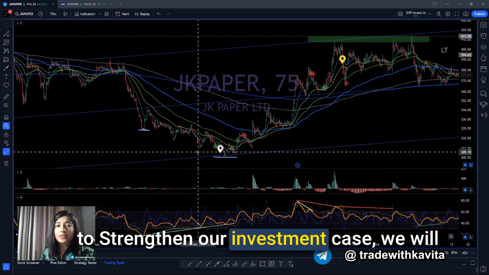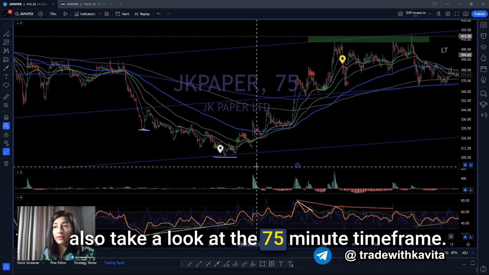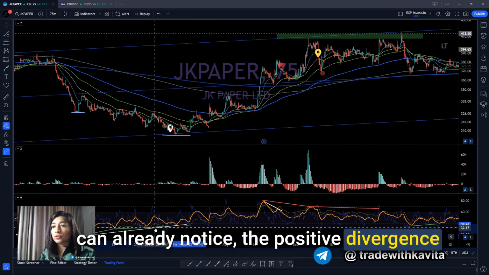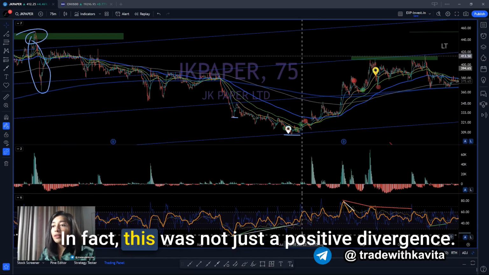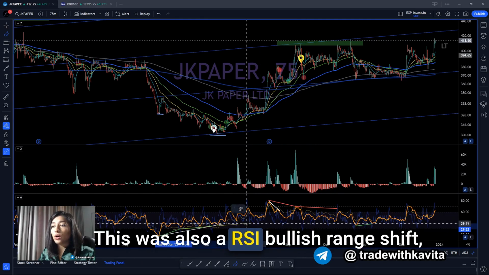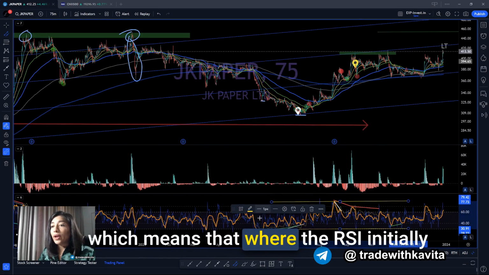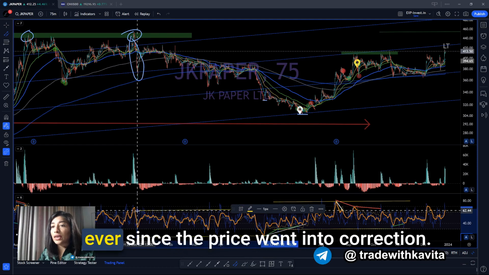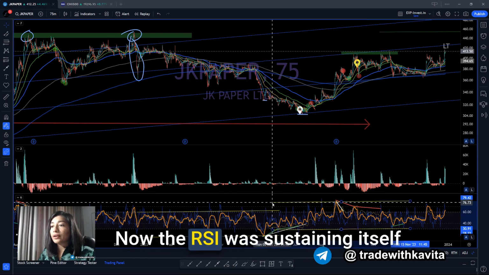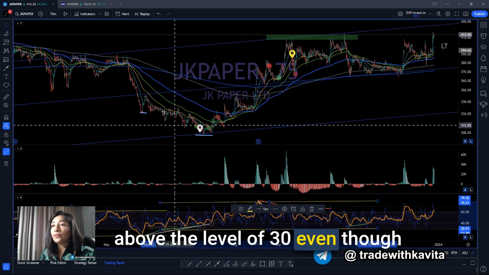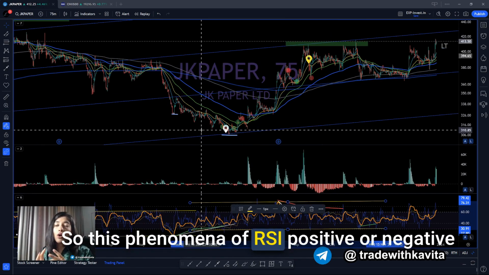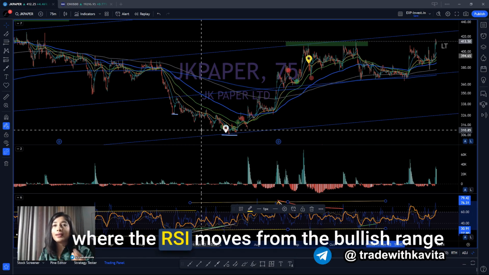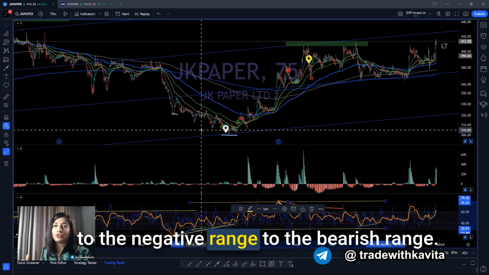To strengthen our investment case, we will also take a look at the 75-minute time frame. Now, on the 75-minute time frame, as you can already notice, the positive divergence marked here was even more pronounced. In fact, this was not just a positive divergence, this was also a bullish range shift, which means that where the RSI initially broke below the level of 30 and was consistently staying below the level of 60 ever since the price went into correction, now the RSI was sustaining itself above the level of 30, even though the price was in a downward trend. So this phenomenon of RSI positive or negative divergence that we see is nothing but the point where the RSI moves from the bearish range to the bullish range.